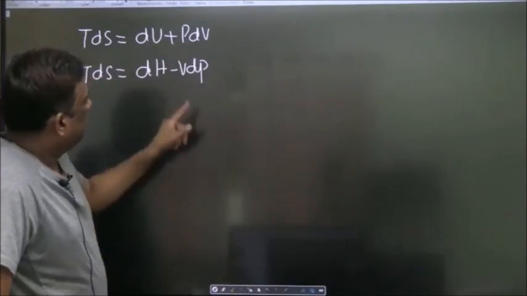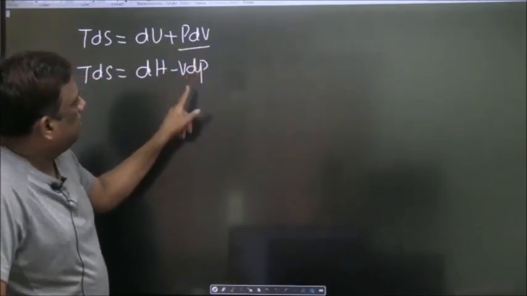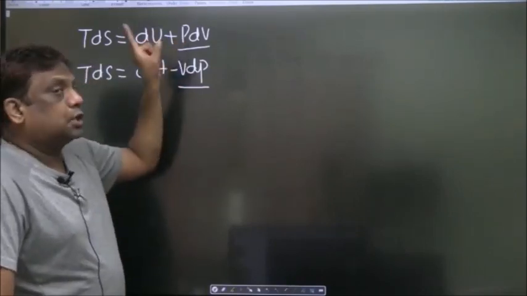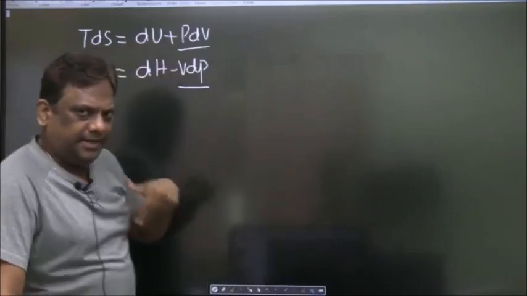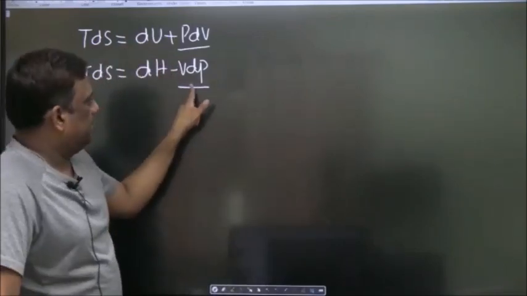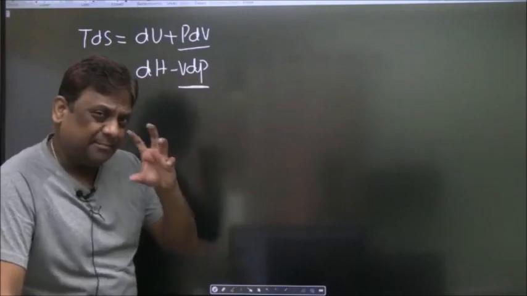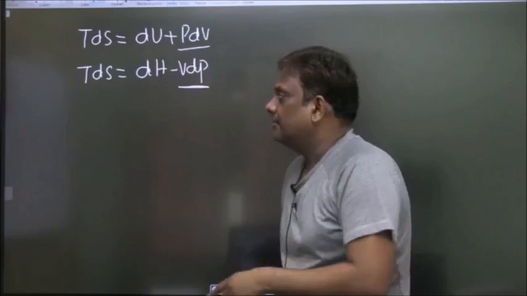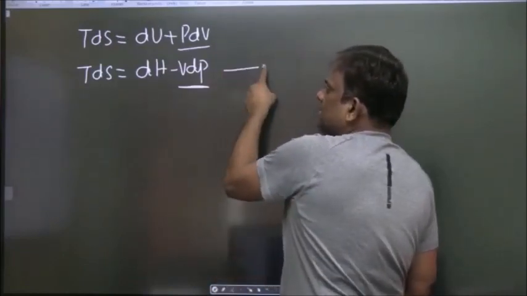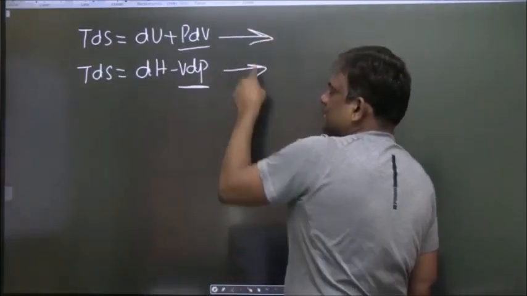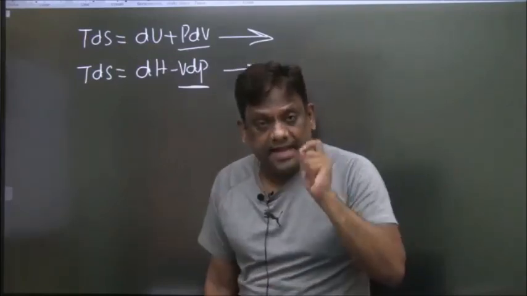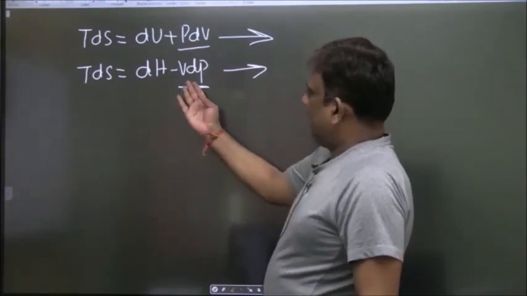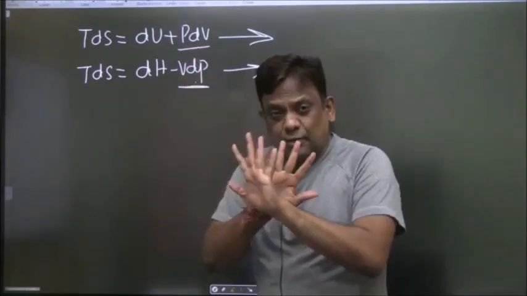Dekho. You see PdV, you see VdP. I told you that PdV is a closed system work. I'll be deriving after some time that minus VdP is open system work. So you may be tempted to answer something like this: this is valid for open system, this is valid for closed system. Galat. Absolutely wrong.